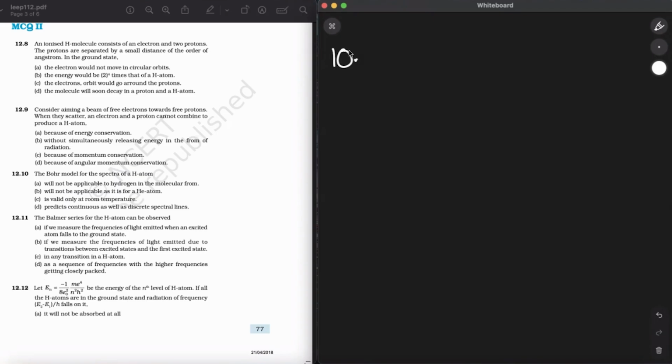Okay, so let's check again. Will not be applicable to hydrogen in the molecular form. The statement is correct because it is Niels Bohr's theory. It proposed that the atomic model for hydrogen and hydrogen-like atoms is different. Hydrogen and hydrogen-like atoms will be treated differently. So, what are hydrogen-like atoms? They are single-electron atoms. In the molecular form of hydrogen, it is not a single-electron system. So that is why option A is correct.